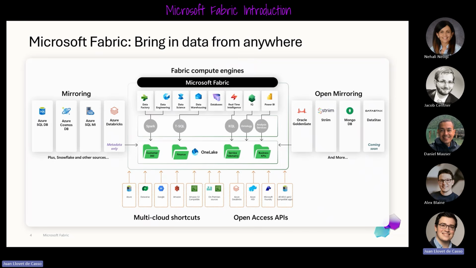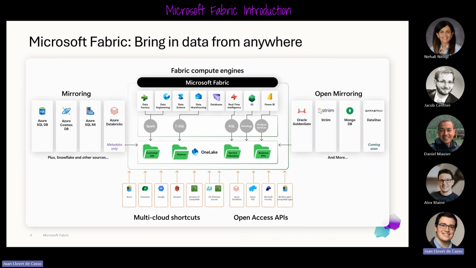Mirroring allows us to bring data from a variety of other sources that do not support shortcutting into Fabric, and it does so by simplifying the way we ingest data into the OneLake. With mirroring, you do not need to worry about your ETL or ELT. It is a near real-time feature that allows the databases that you decide to mirror to be present in the Fabric OneLake in an automatic way.